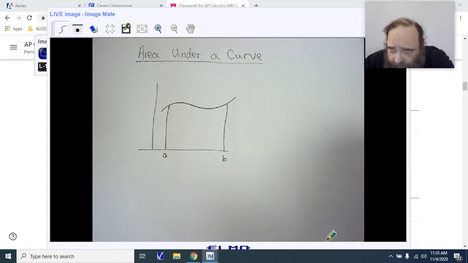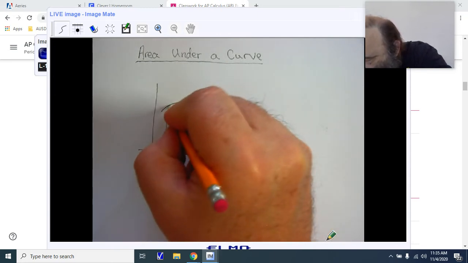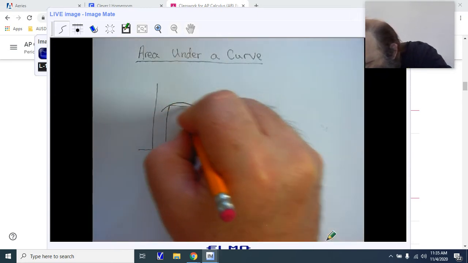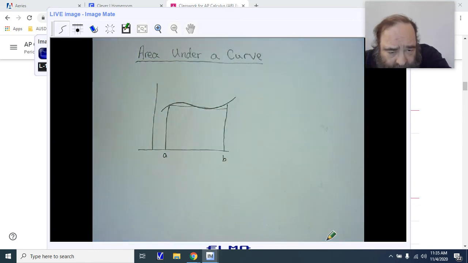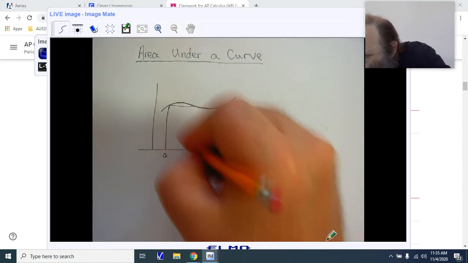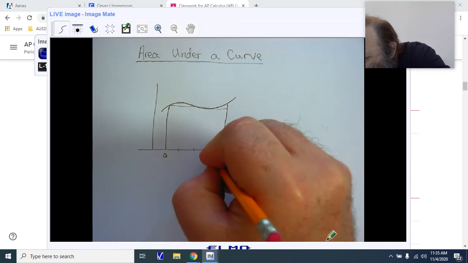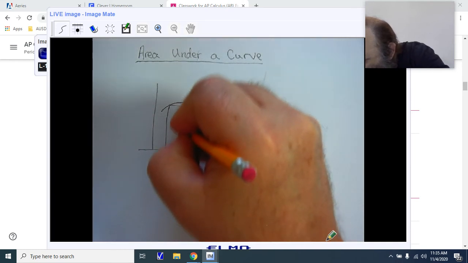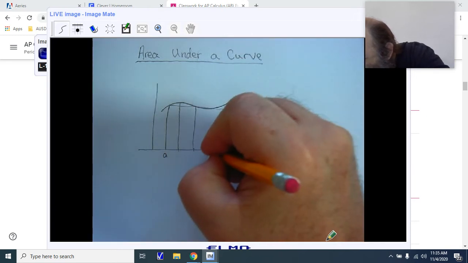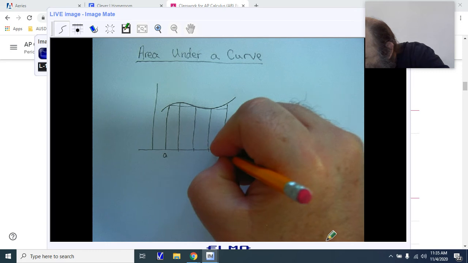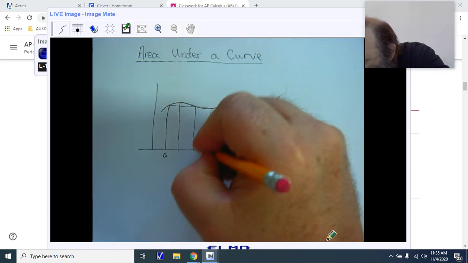I've got a few options. If I divide the curve up into just one rectangle and I go straight across, I might not get a very good estimation. But if I break this up into smaller pieces and I use those as rectangles, now the more rectangles that I make, the better my approximation.